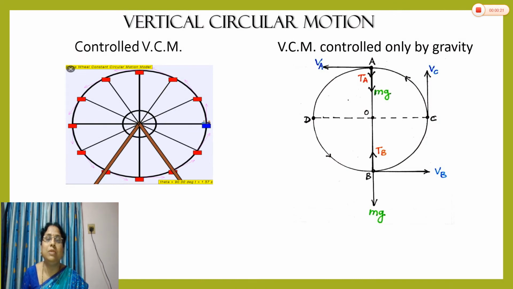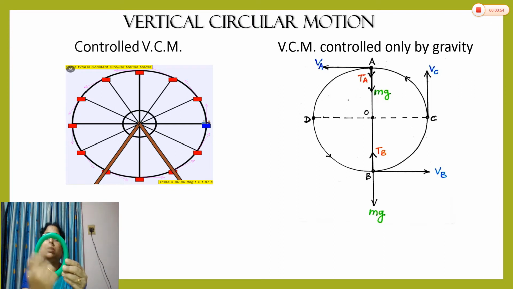In vertical circular motion, what is meant by vertical circular motion? When the object performs circular motion in a vertical circle, it is called vertical circular motion. In horizontal circular motion, the plane of the circular motion, that is the track, is horizontal. See here, the track is horizontal. And in vertical circular motion, the track is vertical. The object has to move in a vertical circle. Then it is called vertical circular motion.